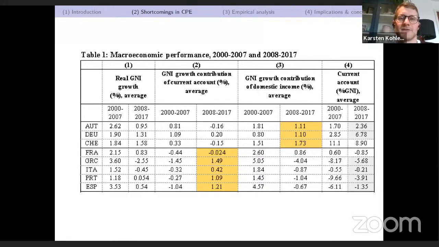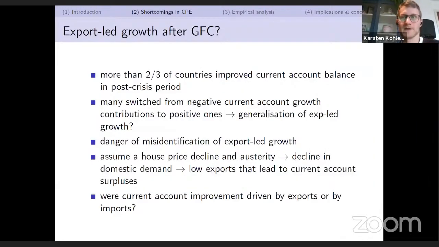And you can see, if you focus on the second column for those Southern European countries, that we have a much stronger positive growth contribution of the current account in the post-crisis period. Overall, more than 2/3 of countries improve their current account balance. Many countries switched from a negative current account growth contribution to a positive one. So one might get the impression that there was some sort of generalization of the export-led model going on in the post-crisis period.